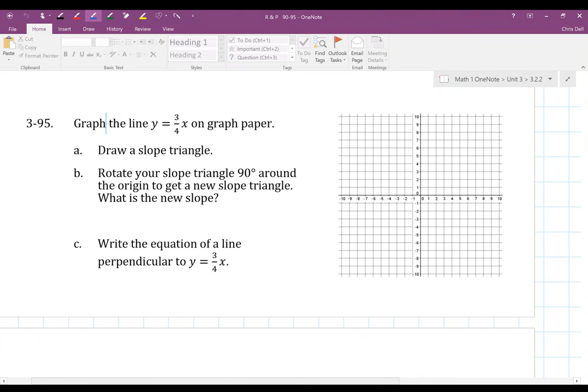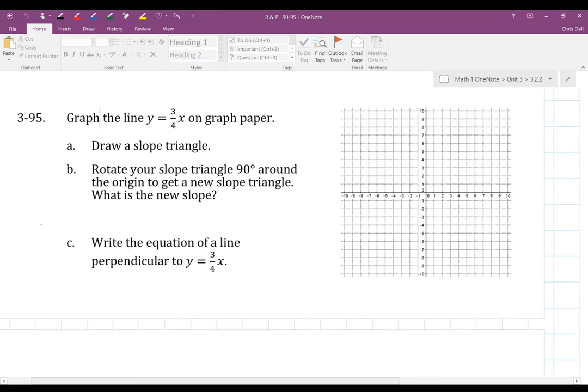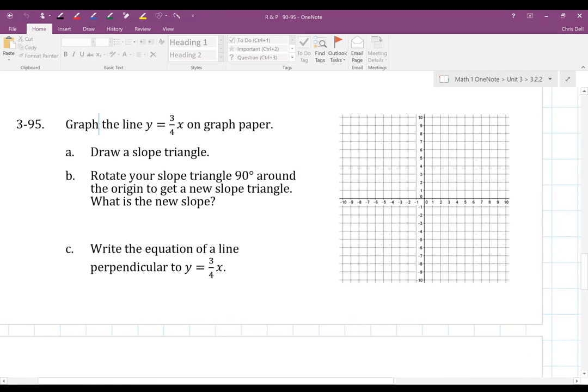We are looking at a problem where we are going to graph a line, interpret its slope triangle, and then rotate that slope triangle, then talk about the new line that we have and go from there. So this is coming from CPM's Integrated Math 1, section 3.2.2, number 3-95. It says graph the line y equals 3/4 x on graph paper.